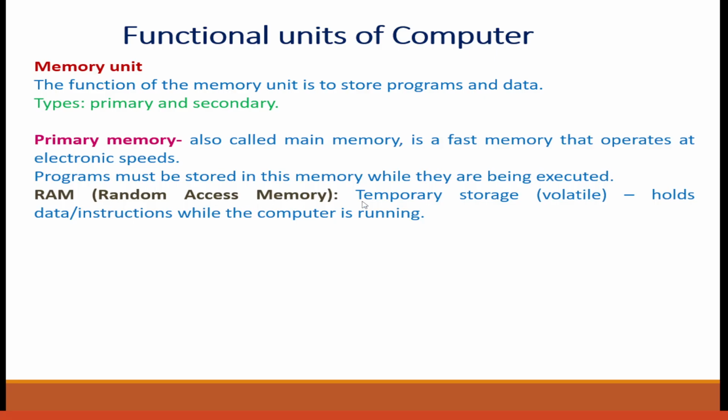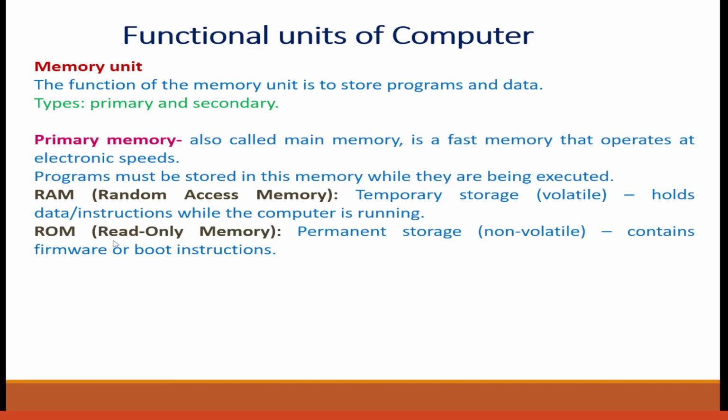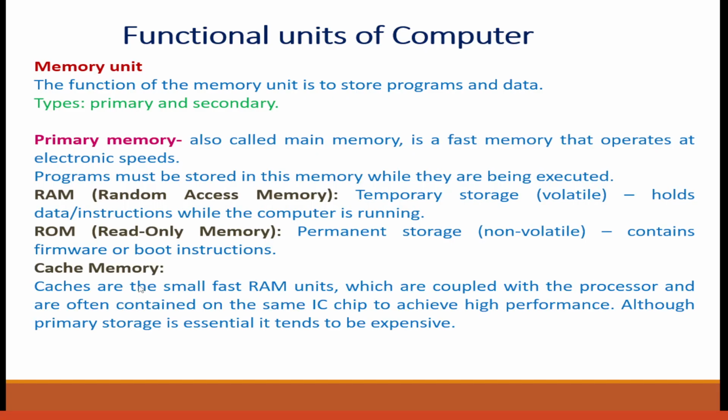RAM, that is random access memory. It is a temporary storage unit which holds the data while the computer is running. Then we have ROM, that is read-only memory, which is a permanent storage unit which contains the boot instructions. Next we have the cache memory, which are the small fast RAM units which are usually coupled with the processor and often contained on the same IC to achieve high performance.